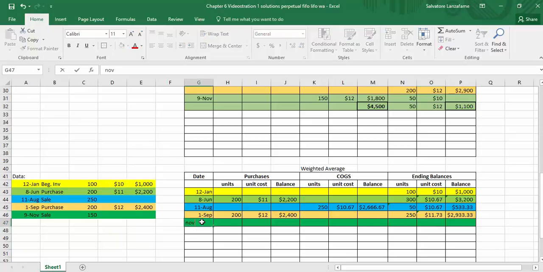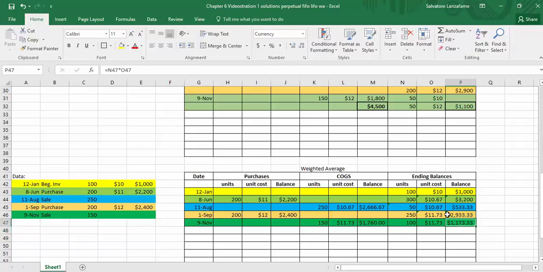November 9th, we get to sell, and we're going to sell 150. We're selling them at that 11.73 figure. And when we do this multiplication, 150 multiplied by the 11.73, 1,760. So what do we have left in inventory? We should have 100 left. That's what we had left every other time. And that's the case. Bring down that 11.73, and your final inventory balance ends up being 1,173.33.